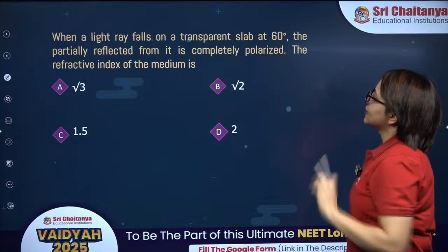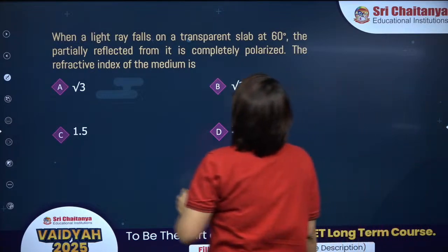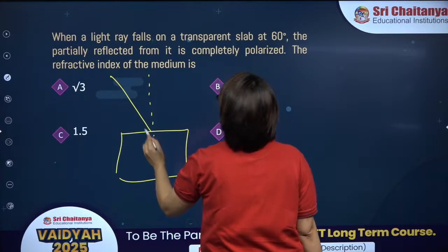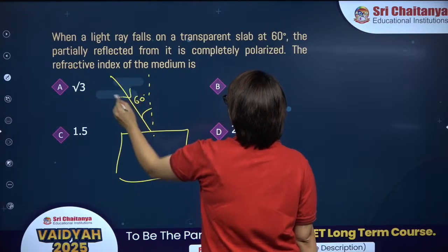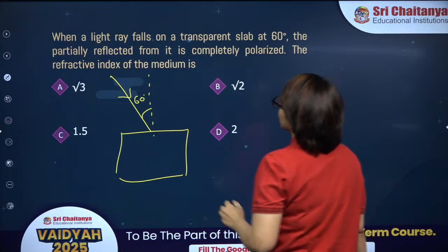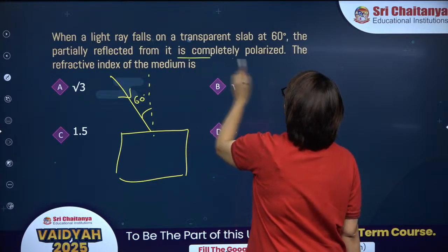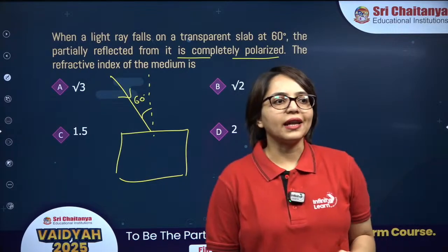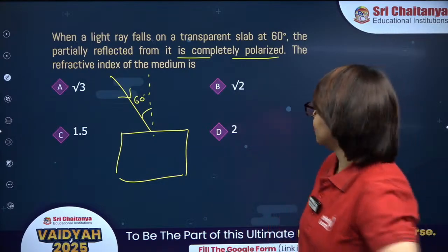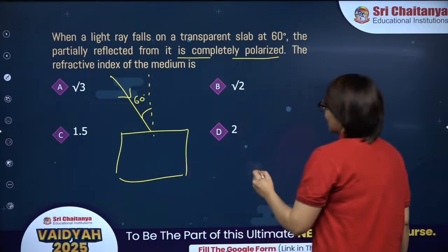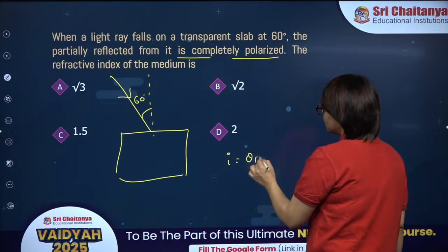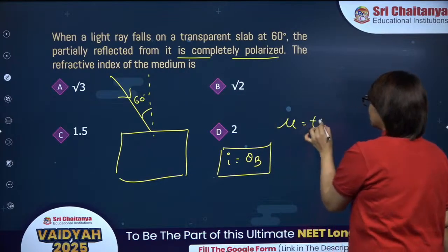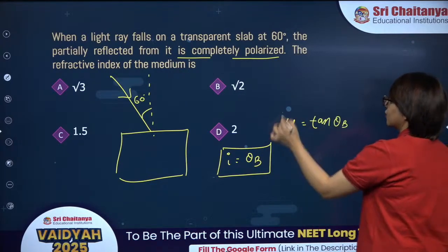Well done, guys. Now next is, when a light ray falls on a transparent slab at a 60 degree angle like this, and it is partially reflected, it is completely polarized. The refractive index of the material is. So if the light is completely polarized over here, then what will happen? The angle of incidence should be equal to the Brewster angle, right? And in that case, mu is equal to tan of the Brewster angle over here.